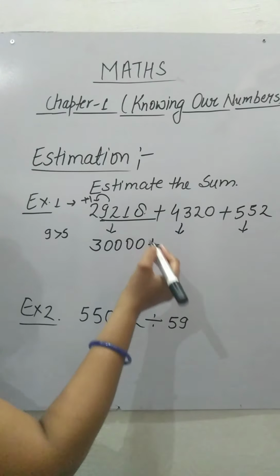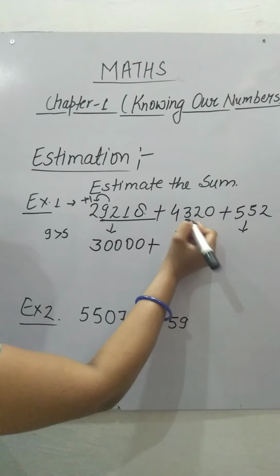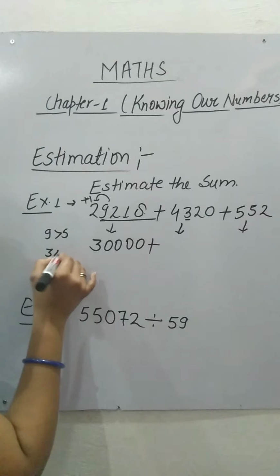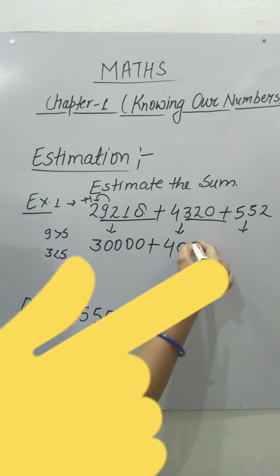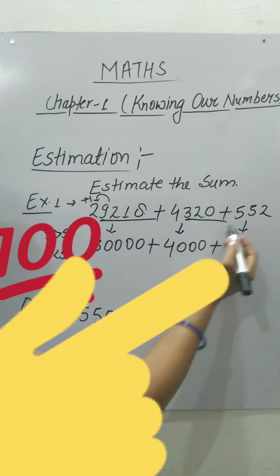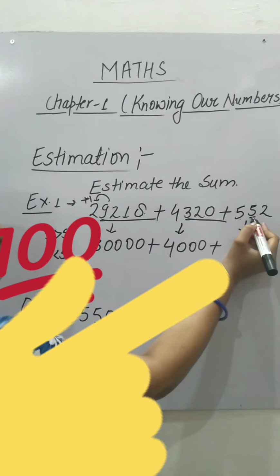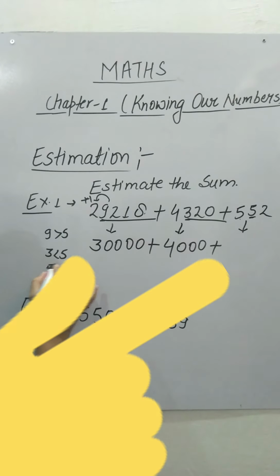Plus, now we will round off the next number. That is 3, and 3 is less than 5. That's why 4 will be the same and all others are 0. Now the next: we will round off the number to the nearest 100. So we will see the digit at the tens place. Here it is 5, and 5 is equal to 5.